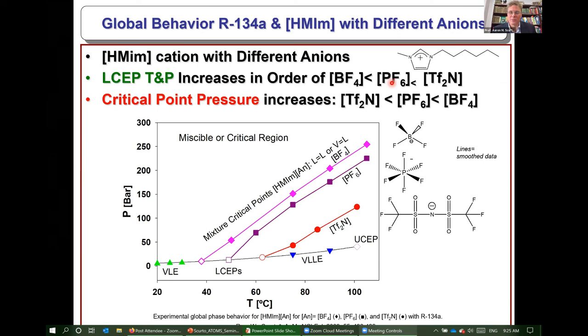If you look at the effect of BF4, PF6, and TF2N, you can see that things become really more miscible as you go up from BF4, PF6 to TF2N. If you notice, the size goes up, which means the charge density is going down as well. And so it seems that R134A, this polar vapor, especially in a liquid phase, is better able to become miscible and solvate this particular ionic liquid better as we go from BF4 to this TF2N molecule. And again, the critical points increase in the opposite direction, if we're going from a standard temperature and looking at different pressures.